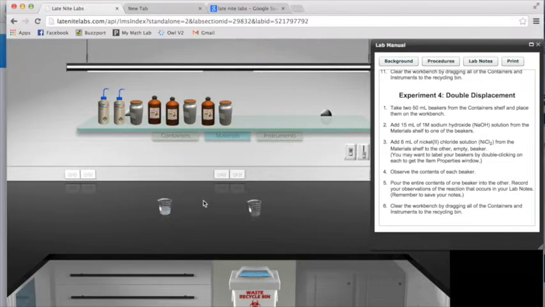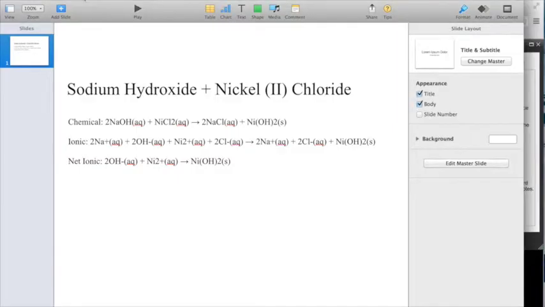Alrighty, now we can observe the contents and see that while before both solutions were aqueous, now there is one solution that is aqueous, and there's also a solid precipitate, which you can see in the green dot right there. Alright, so that's the experiment, and now you should switch over to the PowerPoint.